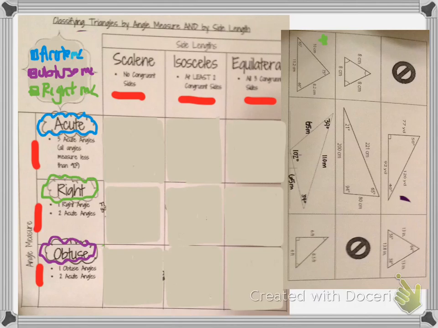So I would like you at this time to please draw that triangle that we just identified in this space. So this is our acute scalene. Please press pause and draw that now.